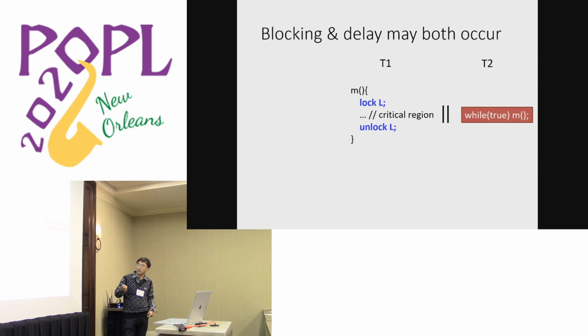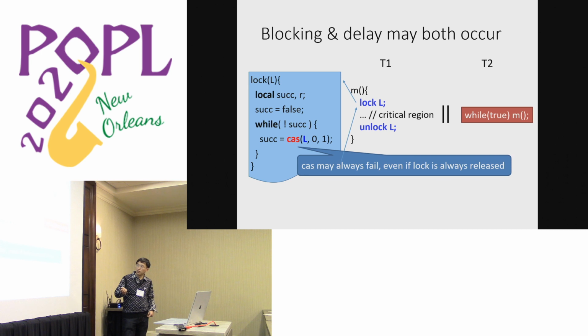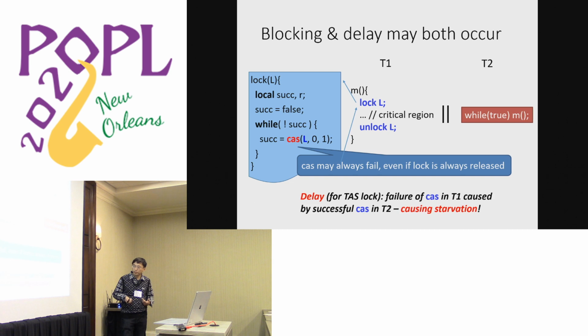And if we look at this example, a simple test-and-set based lock, here we have this compare-and-swap operation, and it may always fail even if the critical region always terminates. So the lock is always released by the environment, but immediately after it releases the lock, it may start another round of the loop and successfully acquire the lock again. And this is the same delay as we explained before. It's caused by the successful case in the environment, and it may cause starvation.